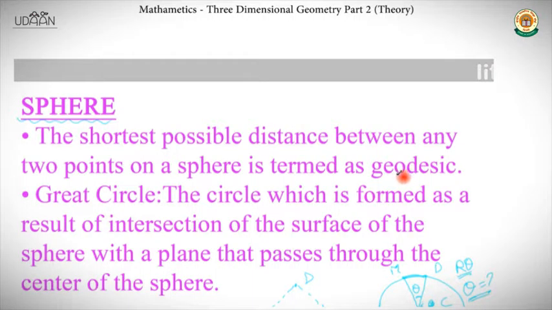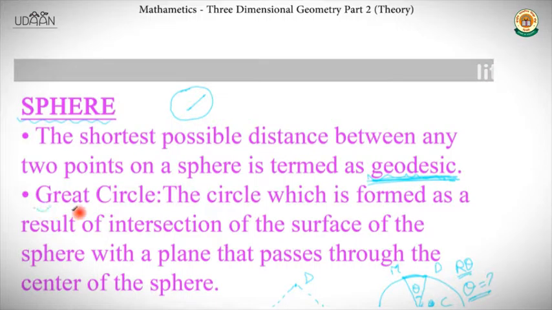Now there's a term in spherical systems, that is geodesic. What is geodesic? The shortest possible distance between any two points on a sphere is termed as geodesic. So let's say this is a sphere; the shortest possible distance between any two points is the line directly joining the two points. So geodesic is the shortest possible distance between two points.